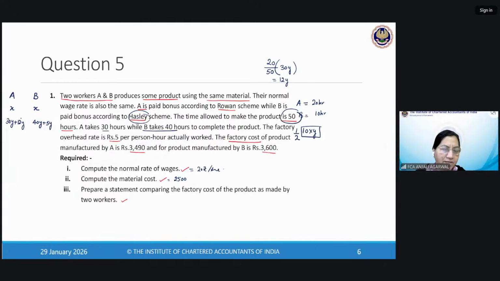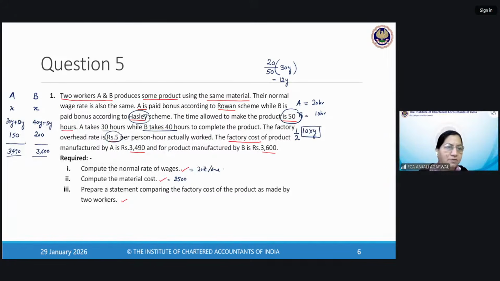And the factory cost is made up of three components: material, labor, and factory overheads. Overheads is said to be rupee 5 for actual hours worked. So this will be 30 into 5 for worker A and 40 into 5 for worker B. This gives you the total factory cost 3490. So you will bifurcate while presenting the statement. First you will speak about prime cost, then add factory overheads, and then we'll give you factory cost. 3600.